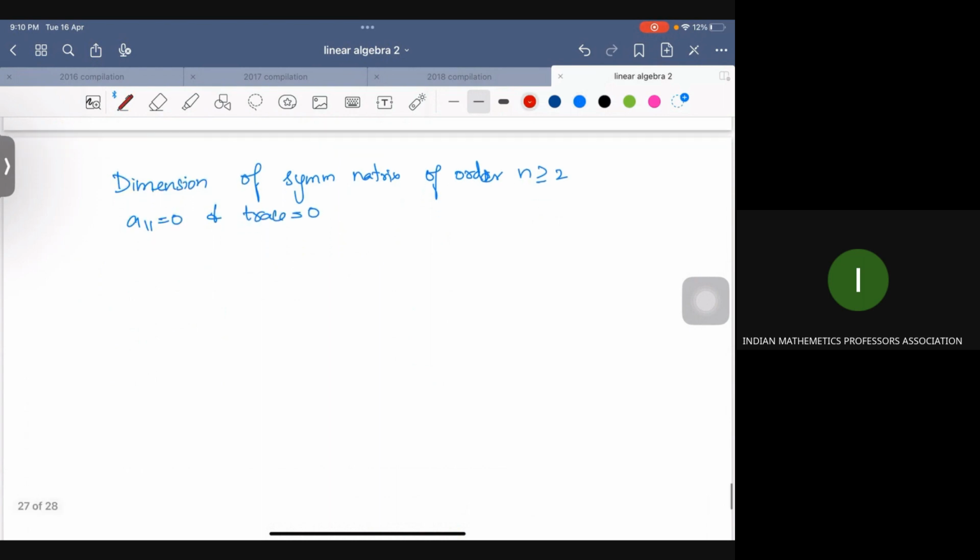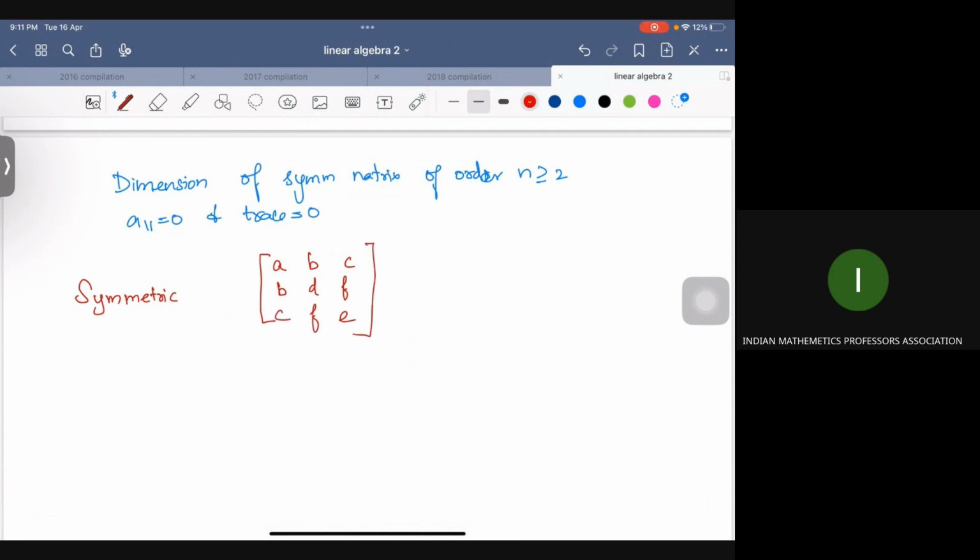So let us understand. Let us find the dimension of the symmetric matrix first. Here in a symmetric matrix, it will be A, B, C, B, D, F, A, B, C, D, E, here C, F.